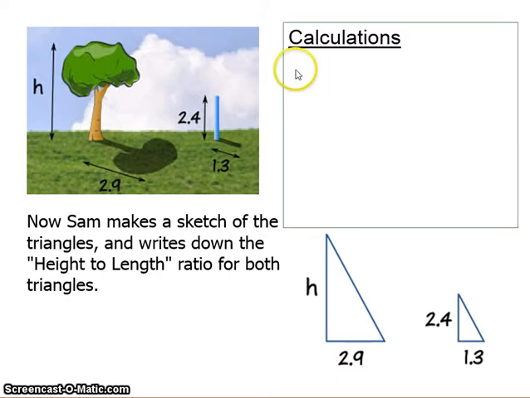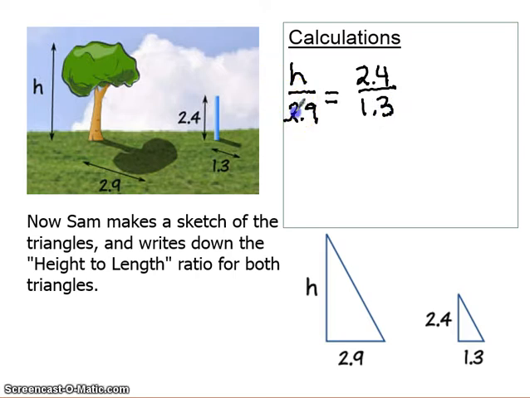We will start with the height to length ratio for both. So our ratio would look like height over 2.9, which equals 2.4 over 1.3. And again, we want to be consistent in our pieces and the things that we are listing. So let's use cross products.